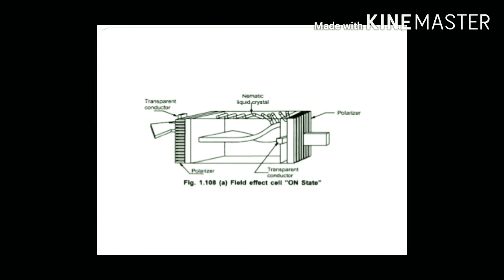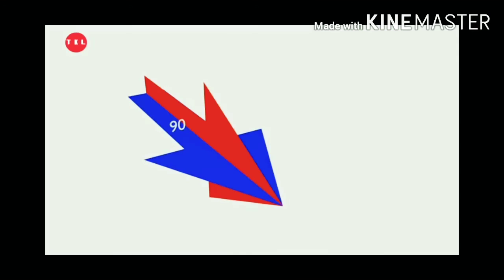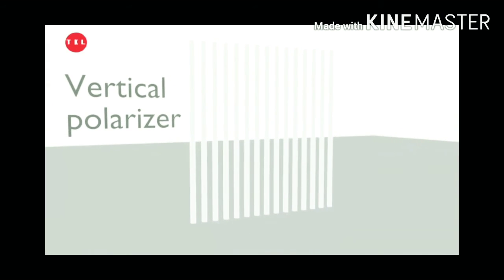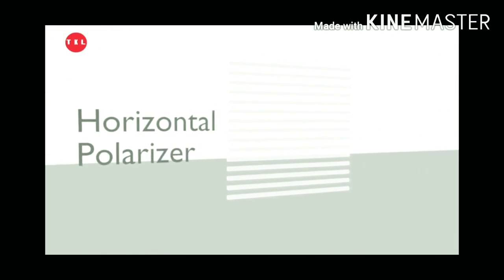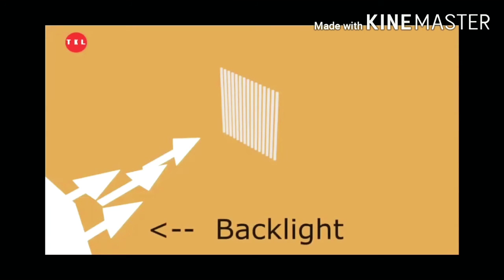In this, polarizing filter works by only allowing light in a certain pattern or orientation to pass through. For better understanding, consider this as a light wave. There are two types of polarizers, vertical polarizer and horizontal polarizer. Consider a vertical polarizer. When light waves are passed through, it allows only the vertical light wave to pass through and blocks the horizontal light wave.